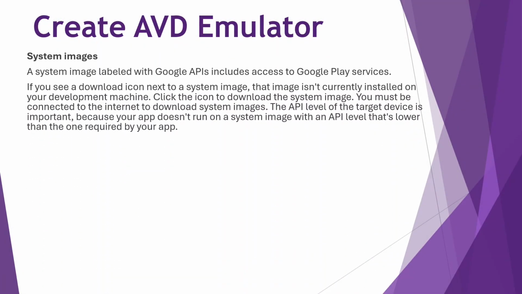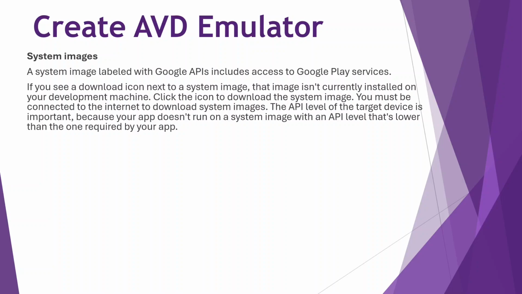And then next is system images. While creating your AVD emulator, you need to select a system image as well. A system image labeled with Google APIs means it includes access to Google Play services. Your operating system has different versions of APIs: API 35, API 34, API 33, right? Every image containing Google APIs includes access to Google Play services. So when you are selecting an image, I recommend selecting one that has Google APIs included.